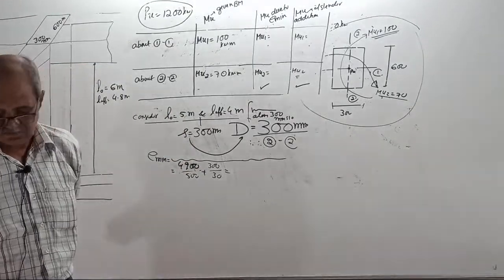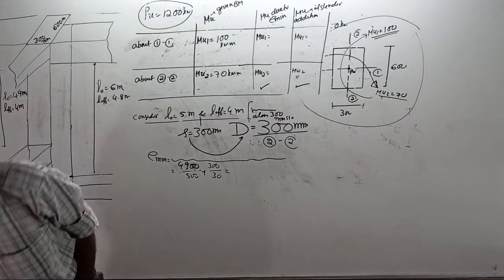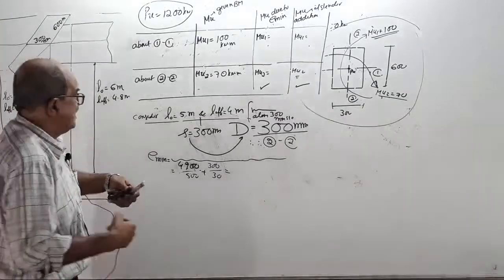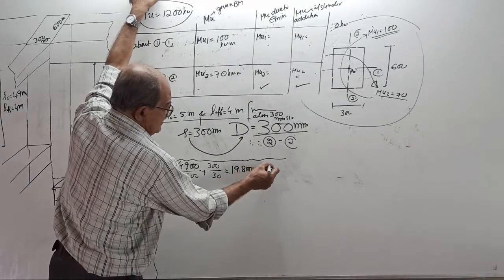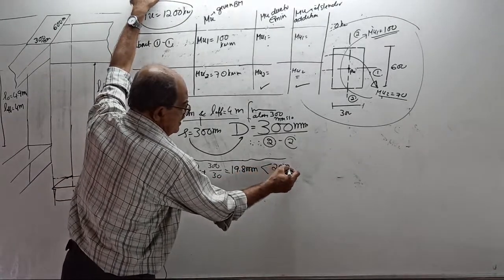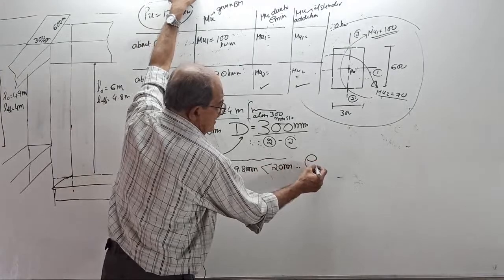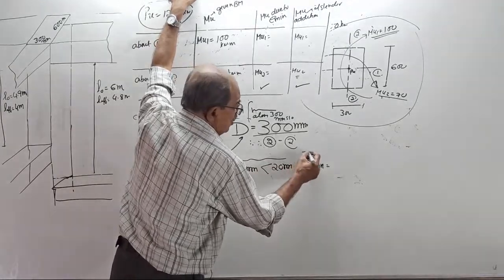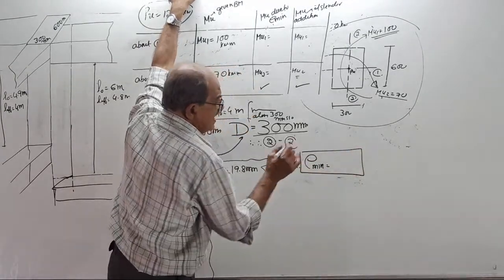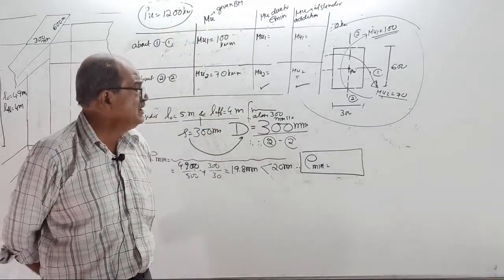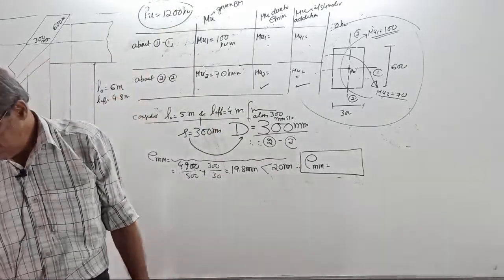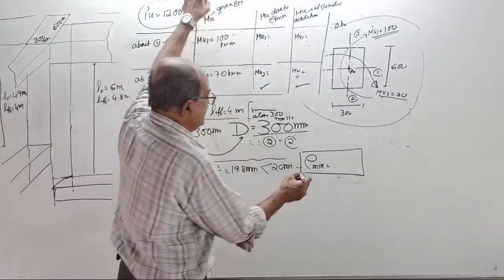Answer. 19.8 millimeter. 19.8 millimeter, which is less than 20 mm. Therefore, tell the answer. E minimum equal to, how much you have to take? It came less than 20. That's why I want it. How much you have to take? You have to take 20 mm.